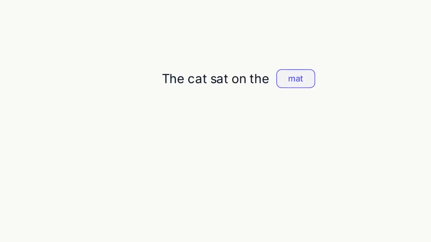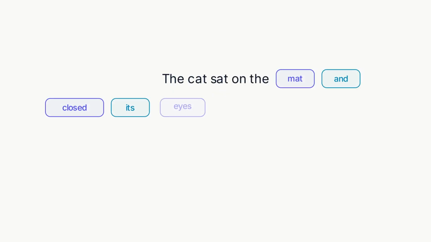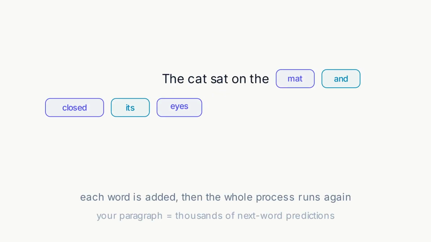And here's the final piece. Whatever word it picks gets added to the end of the text. Then the whole process runs again from the top to predict the word after that, and again, and again. Token by token, the response you read is built. That fluent flowing paragraph is really thousands of next word predictions, snapped together, one at a time.